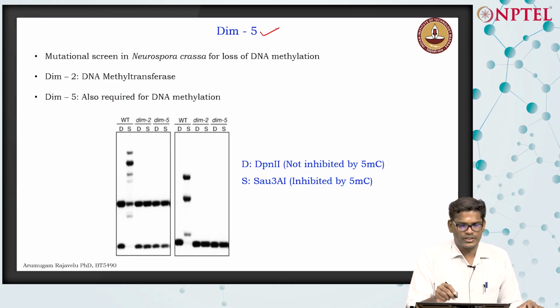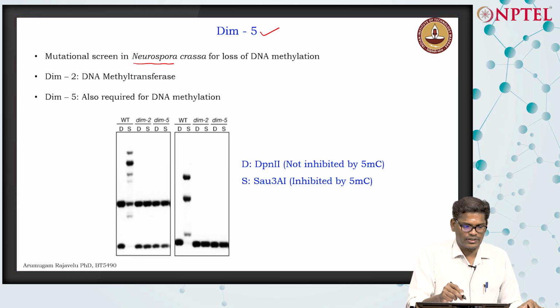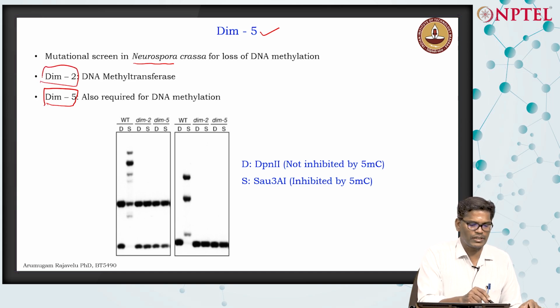DIM5, I'll introduce. This was identified from Neurospora crassa, a fungal eukaryote. When they were doing the mutational screening, they found a strong correlation between this DIM5 and DNA methyltransferases. So there are two proteins. DIM5 is a histone lysine methyltransferase in Neurospora, and DIM2 is the DNA methyltransferase.